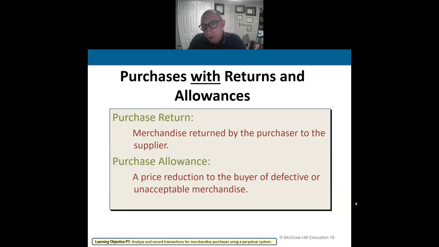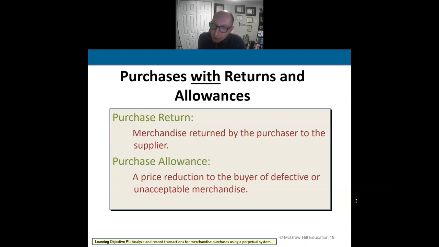Sometimes a customer will buy something and it's defective. It's damaged, defective, or otherwise unacceptable. So instead of the customer saying, you know what, I'll just send it back, they'll take a price reduction.